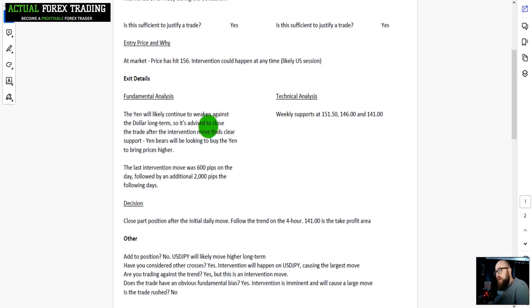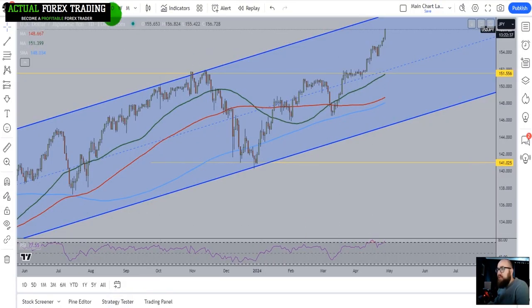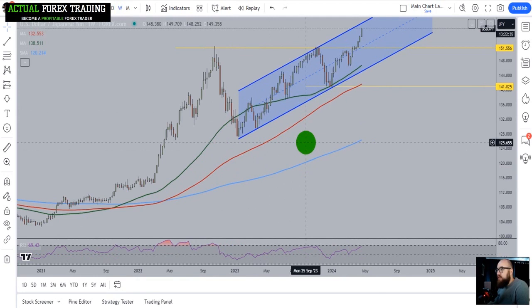If things go my way, I'm looking to get out at weekly support. So there's a support level here. There's this channel, bullish channel support. There's also moving averages. There's also support down here. So ultimately, this is where the position will close if I catch that retrace move. But really, I'm just looking to catch the initial move down. So I will close the majority of the position after the intervention move, which could be the end of the day or a couple of days.